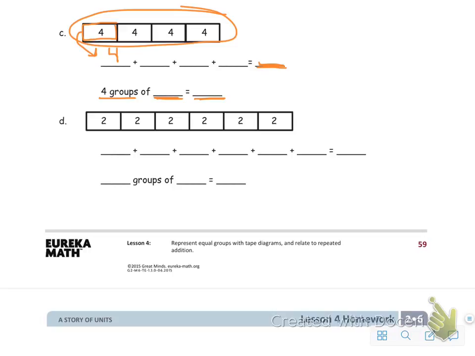So the same goes for problem D. It's very similar, just a slightly different number, of course. So you would take that, put it into the blanks, then find the total after you add it all up. And then you would come down here, and this is how many groups there are. This is how many are in each group, and then this is the total.